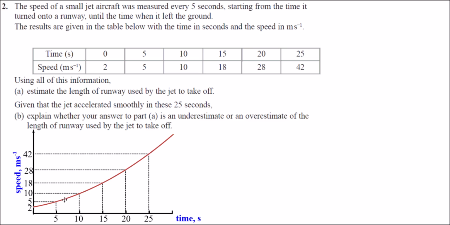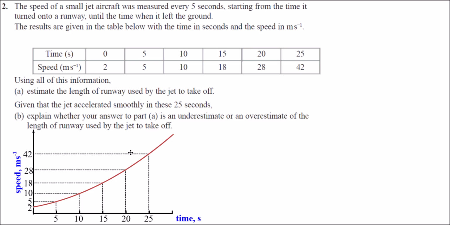So time is going up in even increments of every 5 seconds when it's being measured, and the speed is increasing. And the gaps between the measured speeds is increasing, which tells us that this is accelerating throughout. So for example, in the first 5 seconds, it only increases in speed by 3 meters per second, but between 5 and 10 seconds, it goes up by 5 meters per second. Each gap's getting bigger.